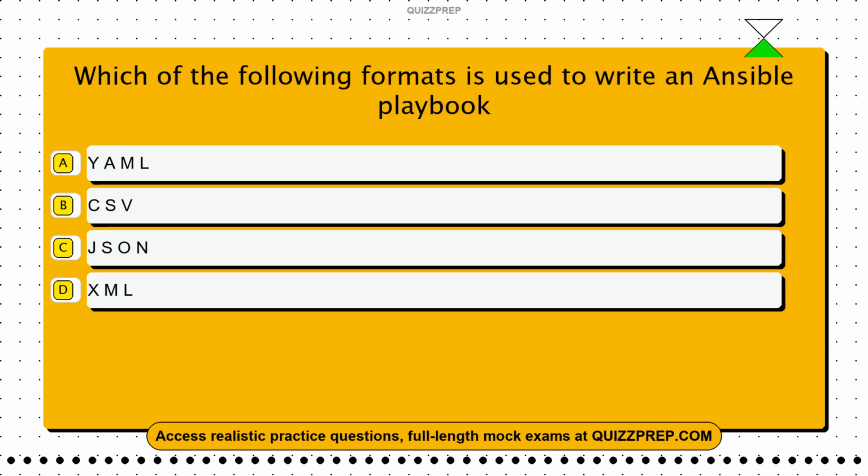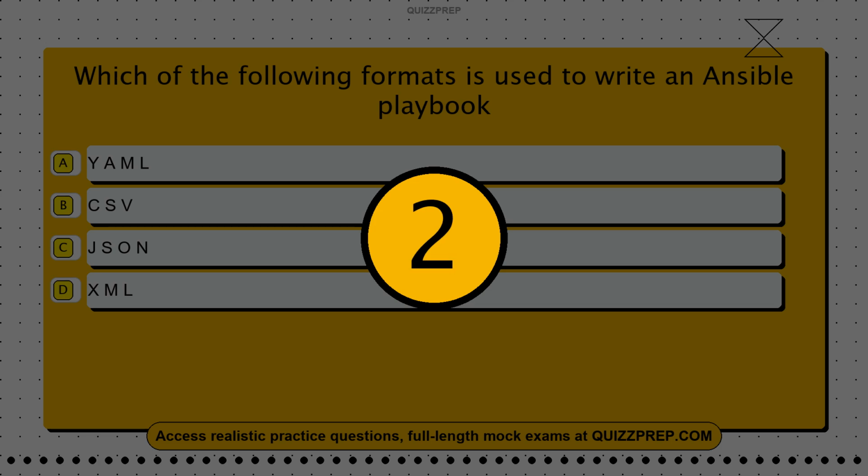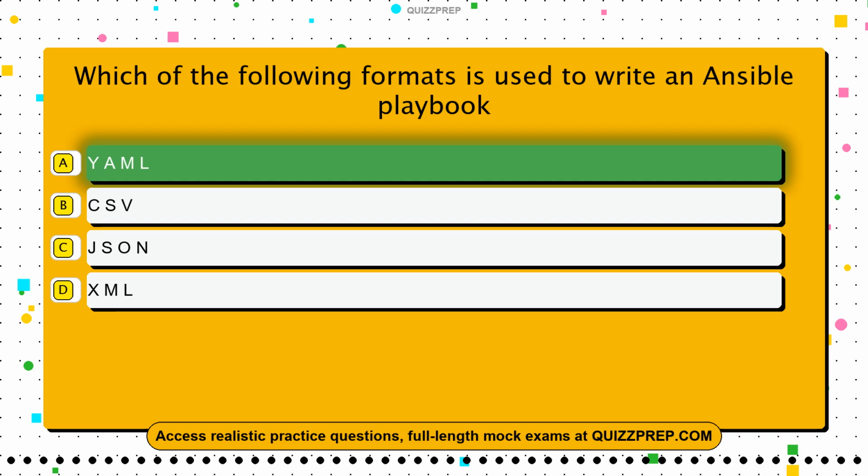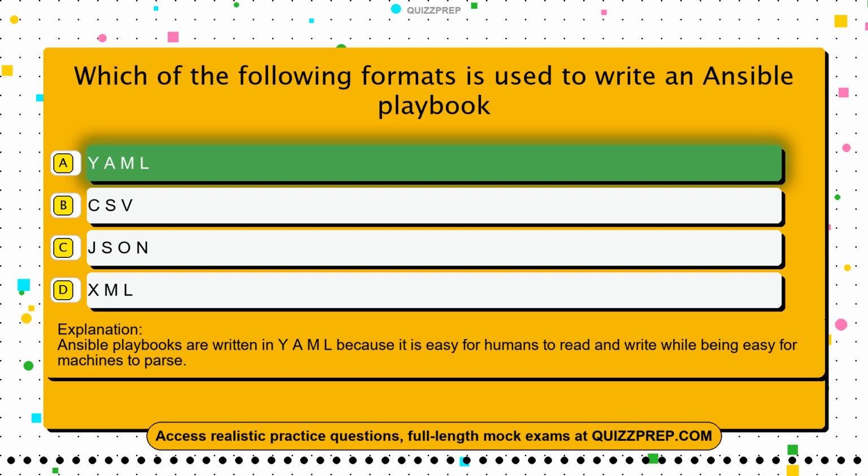Question 117. Which of the following formats is used to write an Ansible playbook? Option A, YAML. Option B, CSV. Option C, JSON. Option D, XML. The correct answer is option A, YAML. Ansible playbooks are written in YAML because it is easy for humans to read and write while being easy for machines to parse.